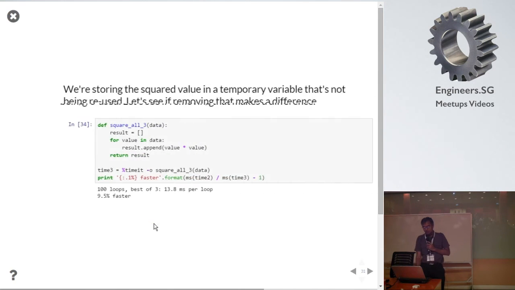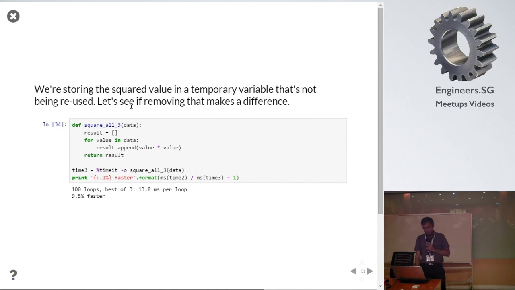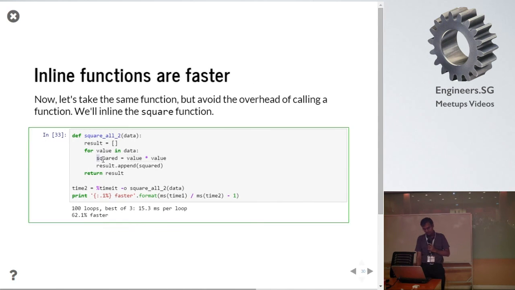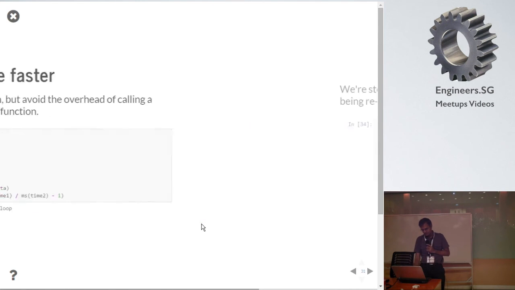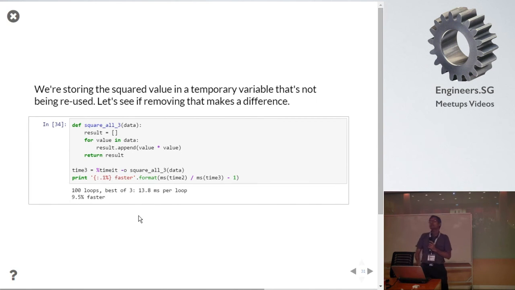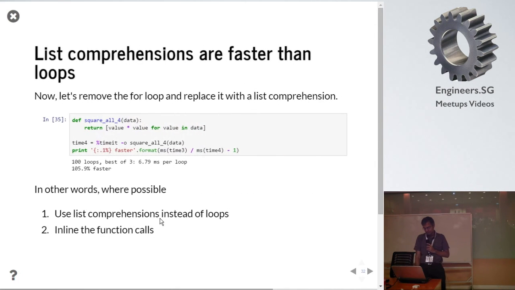Okay. What if, and we also have a temporary variable here, squared, right? And then we are doing a result.append of squared. So instead, I could just take this value times value and move it into squared, and that gives us a 9.5% improvement, which isn't a big deal, but we're saving one opcode, two opcodes. But that's a free improvement again.